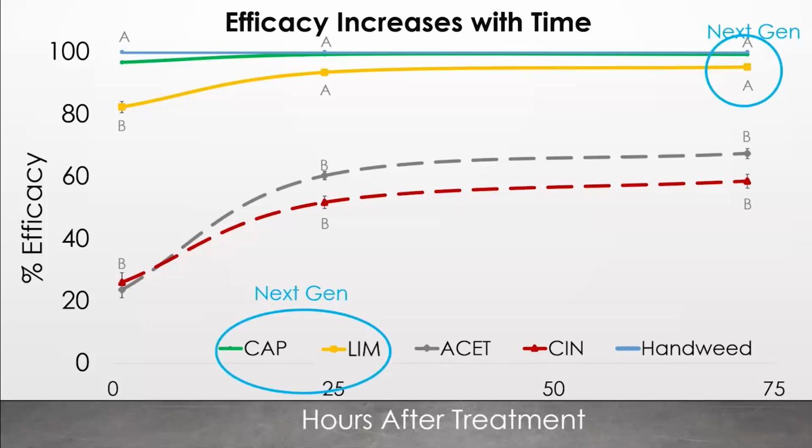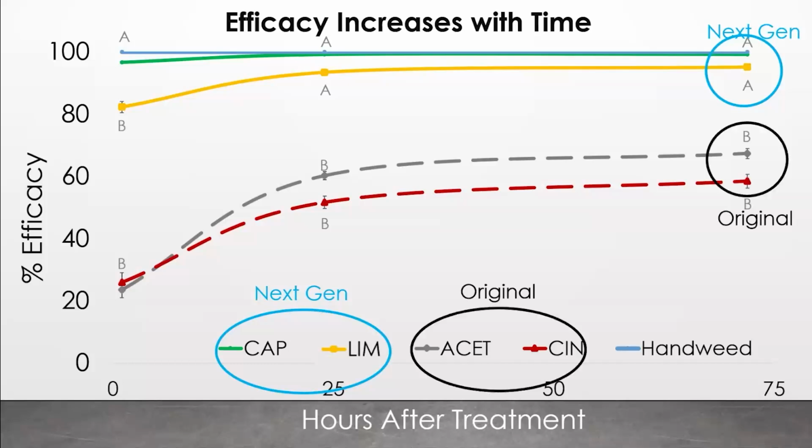Again, both of these next generation active ingredients, both the essential oils and the fatty acids, outperform the original plant-derived active ingredients, with the burn down of the weed species increasing with time after application of herbicides, with the peak destruction occurring approximately 3 days after herbicide application.